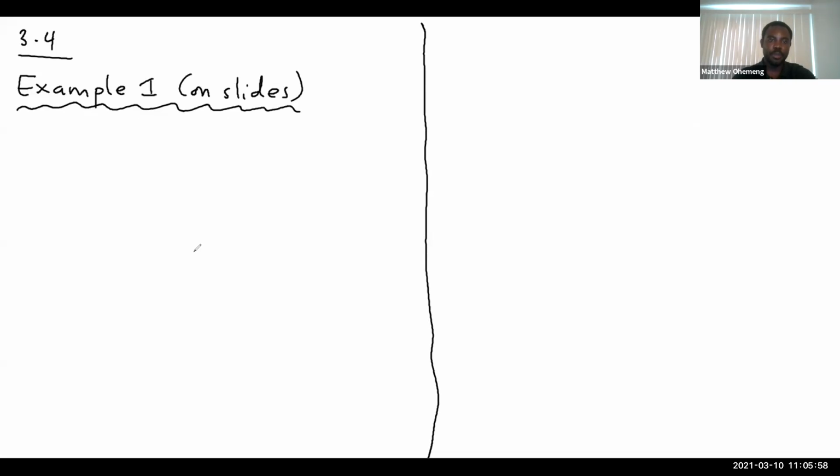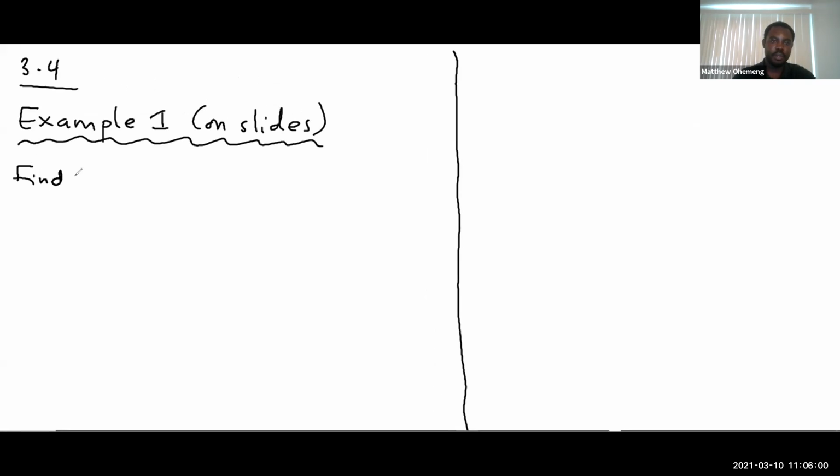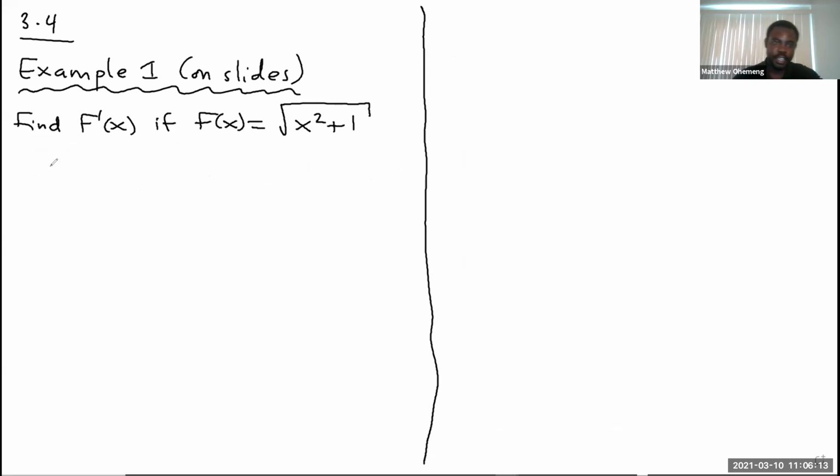Okay, so the example says find f prime of x if f of x is equal to the square root of x squared plus 1. Okay, so to find this, let's go through the normal procedure that we use. So solution.